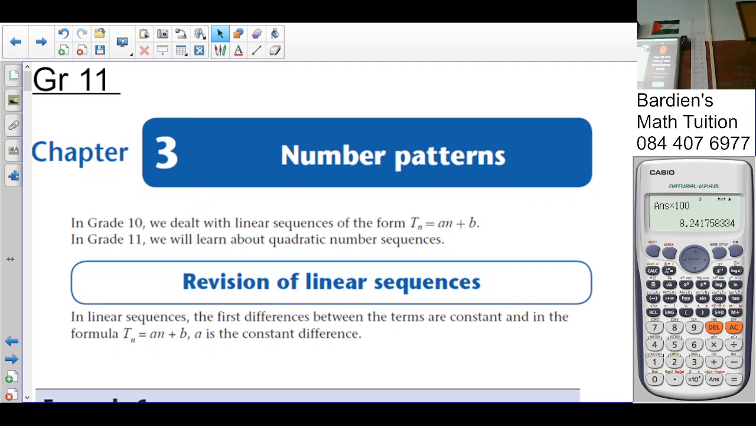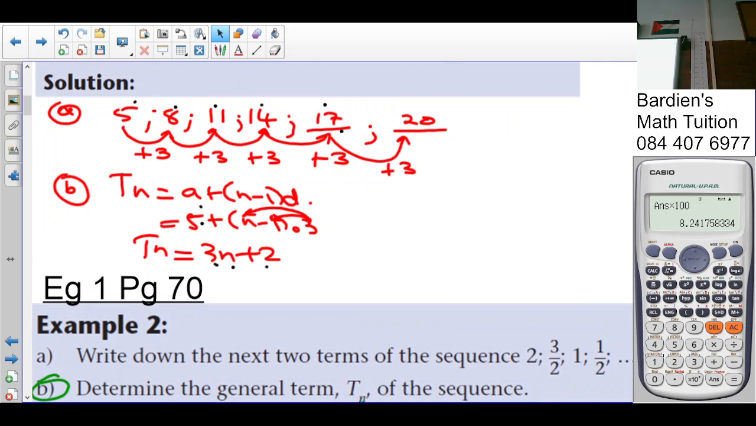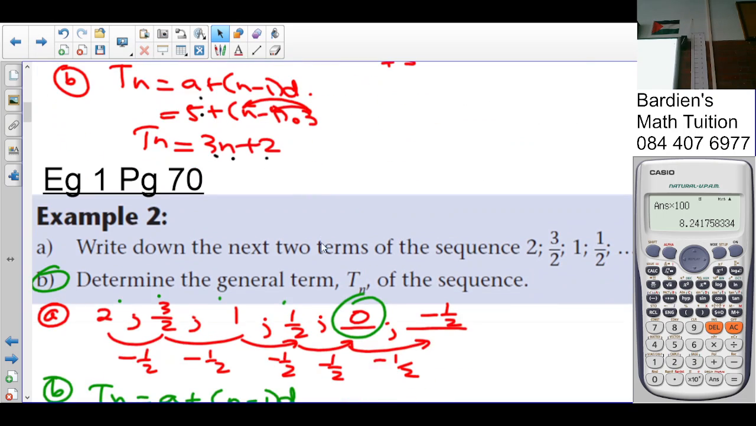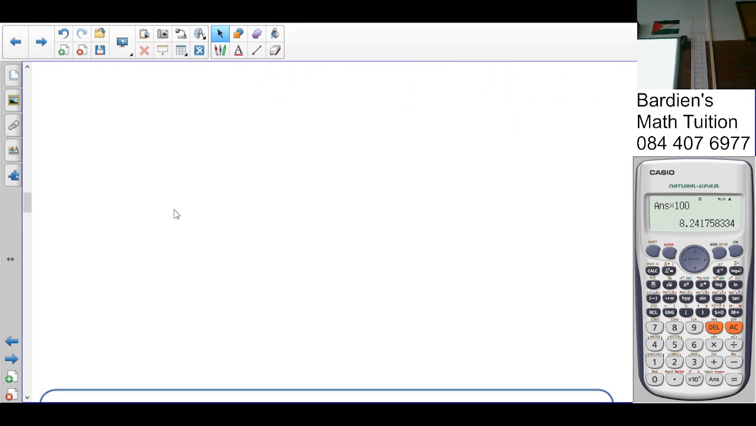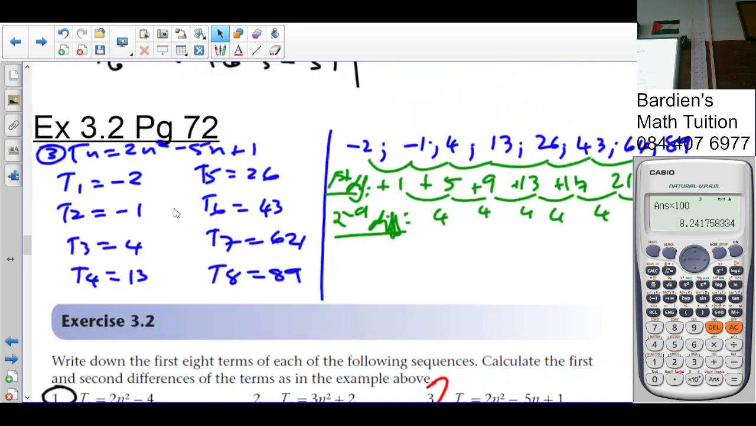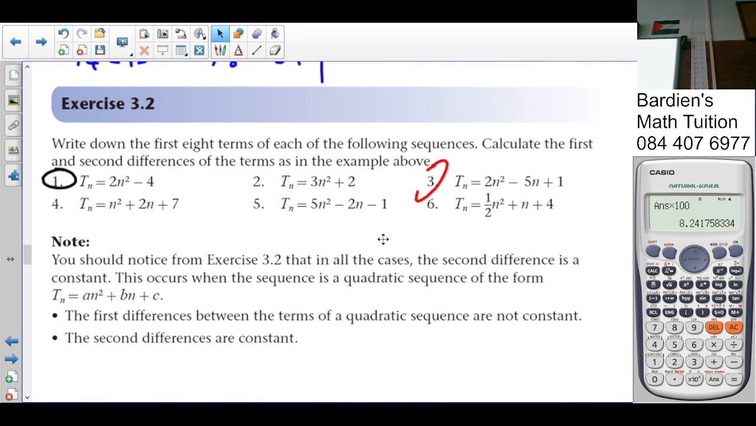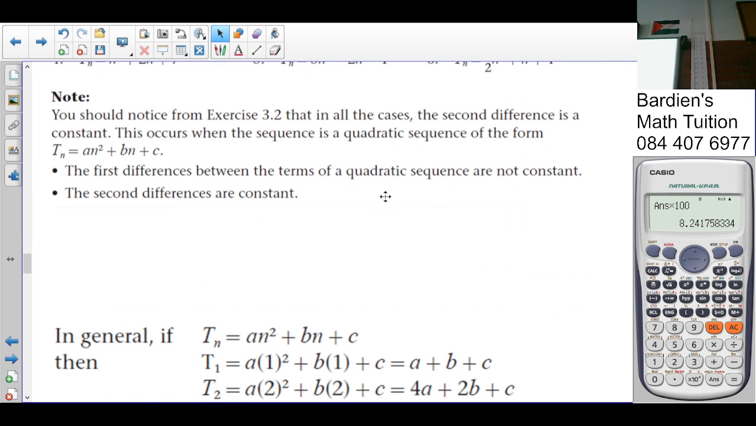Okay, good morning class. So at this point we're looking at number patterns. I gave you homework yesterday, as per usual, correct? The homework was exercise 3.2. Okay, any issues here? No. Unela. No one.